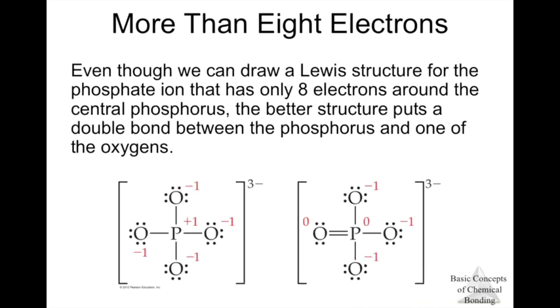So again, here's another example. Even though you could draw a Lewis structure for this phosphate ion, PO4, with 8 electrons around phosphorus, now you're ending up with this +1 here and all negative ones, which doesn't seem so bad, but if you were to just throw in a double bond, now you're getting 2 zeros here and 3 negative ones, and so that's better, right? Remember, the fewer charges you have, the better off you can be. So in this case, because phosphorus is third row or down, this is the better option for the phosphate ion.